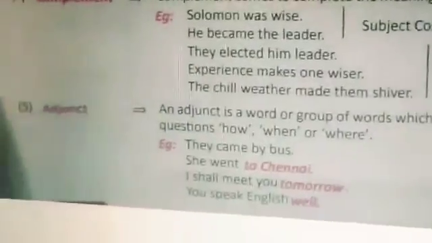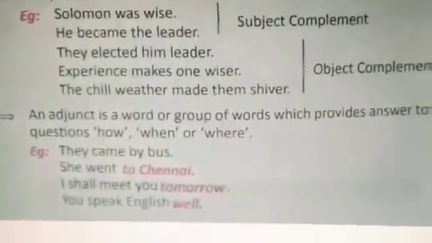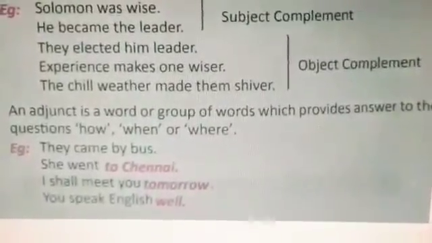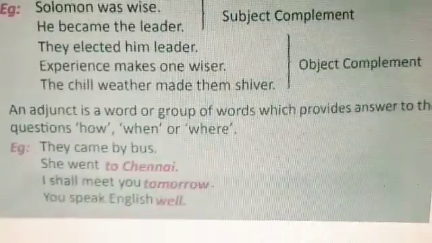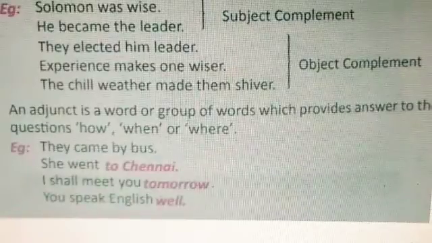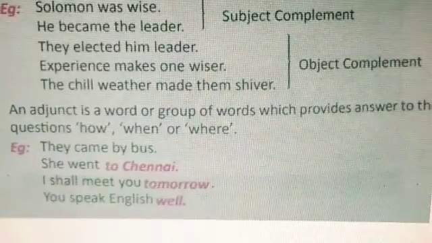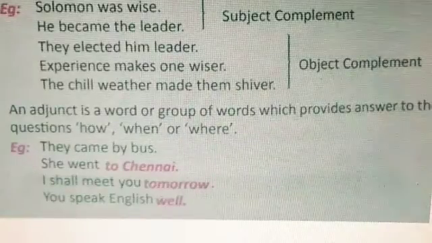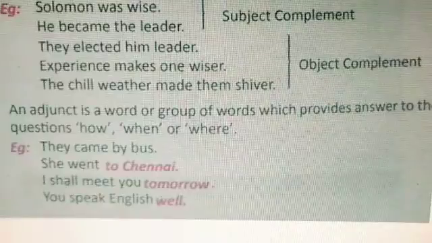Coming to the final component, that is adjunct. Adjunct is actually an adverb. An adjunct is a word or group of words which provides answers to the questions how, when or where. In some cases, why also. Example, they came by bus. You ask the question, how did they come? They came by bus. She went to Chennai. Where? She went to Chennai.